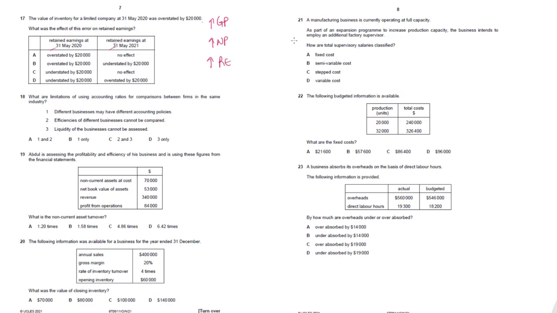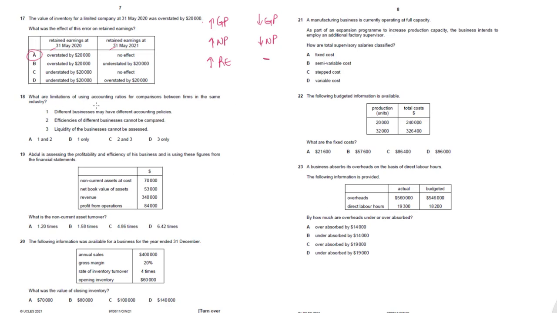But when it comes to the current year, this closing inventory overstatement of 20,000 will turn out to be opening inventory being overstated by 20,000 in the current year. Because of that, gross profit will be understated by 20,000, net profit will be understated by 20,000, and current year's retained earnings will also be understated by 20,000. But last year's overstatement and current year's understatement would lead to no effect in the retained earnings. So option A.